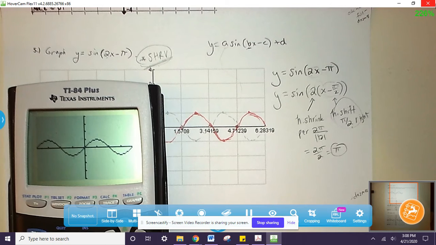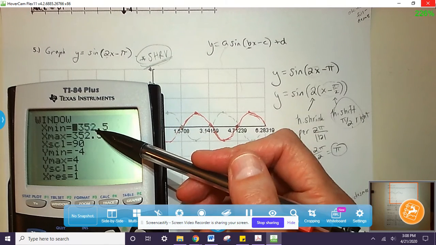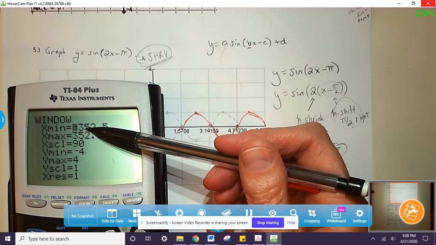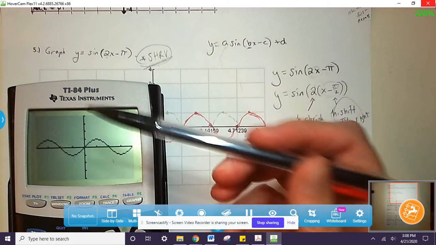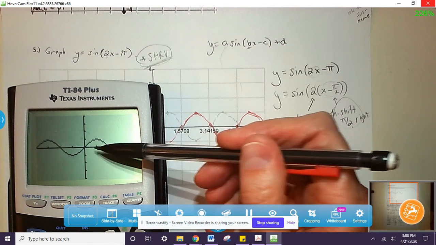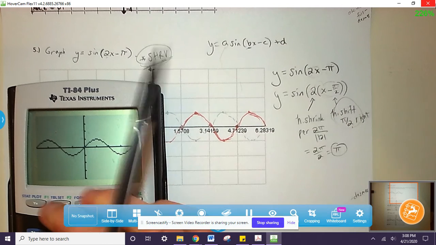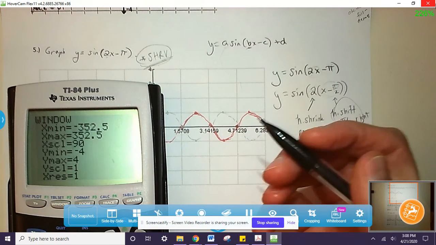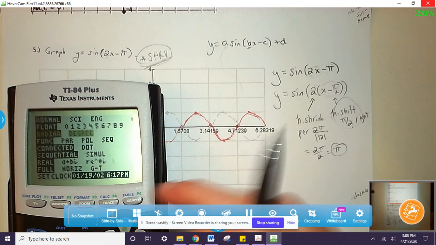But what's kind of interesting about it is if I hit my window right now, it's in degrees. It goes from almost negative 360 to almost 360, and it counts by 90s. So we can technically graph in degrees. This is 90, that's 180, that's 270, and almost 360. So you can graph in degrees, but we don't typically do that. We graph in radians. So let me put it back to radians, and let me hit graph.